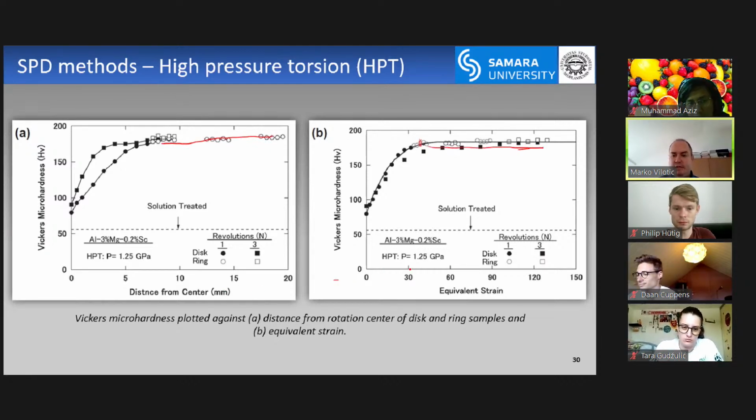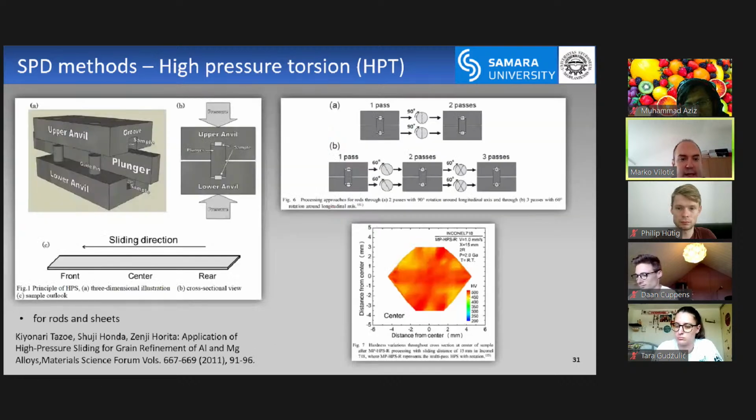Here is the distance from the center. You can check the change of HV versus the strain. So after a strain of, I don't know, 45, 50, you get similar results. That means it maybe makes no sense to further process this material in this way. And they also invented a different method, not high pressure torsion, called high pressure sliding and other things.